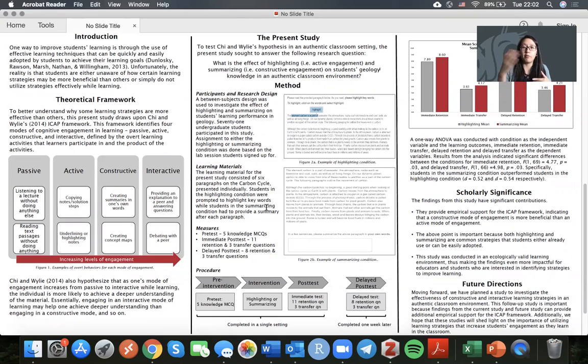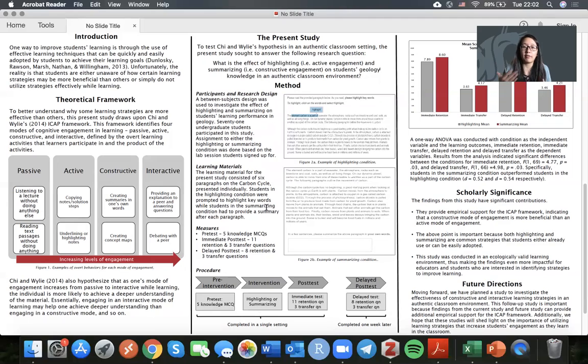So after active, we move on to constructive. Constructive is different from active in that in the constructive mode of engagement, learners are actively constructing their own knowledge. So this might look like learners drawing out drawings to represent something that they understand, or creating concept maps. In this current situation, it might be you paraphrasing what I'm saying or creating summaries of what I'm saying in your own words to help you better understand the material.